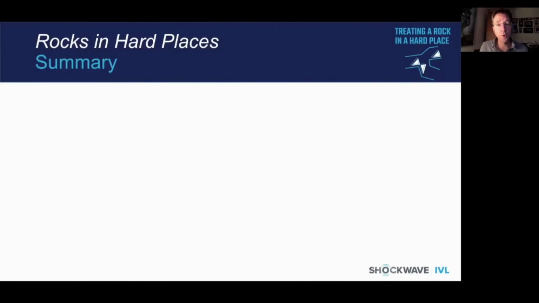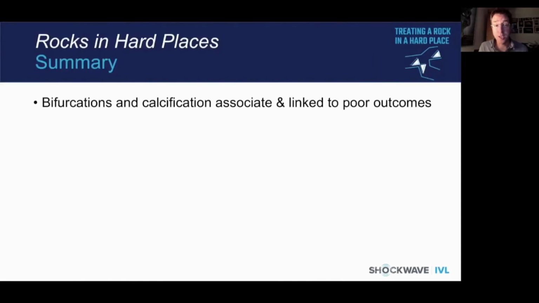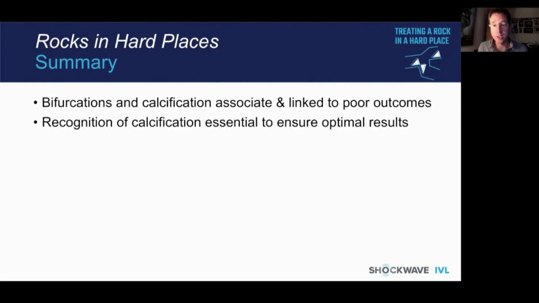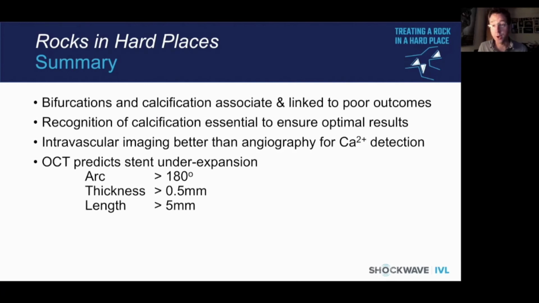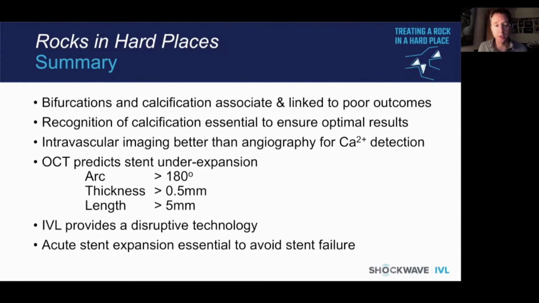So in summary, rocks in hard places, they associate bifurcation and calcification, associate and are related to poor outcome. It's essential we recognize calcification to ensure good result. Imaging is better than angiography, and we now have criteria that we must use to ensure we avoid stent underexpansion. IVL is a fantastic disruptive technology, and we must be seeking to avoid acute stent underexpansion to avoid late stent failure and achieve best outcome for our patients. I thank you for your attention.